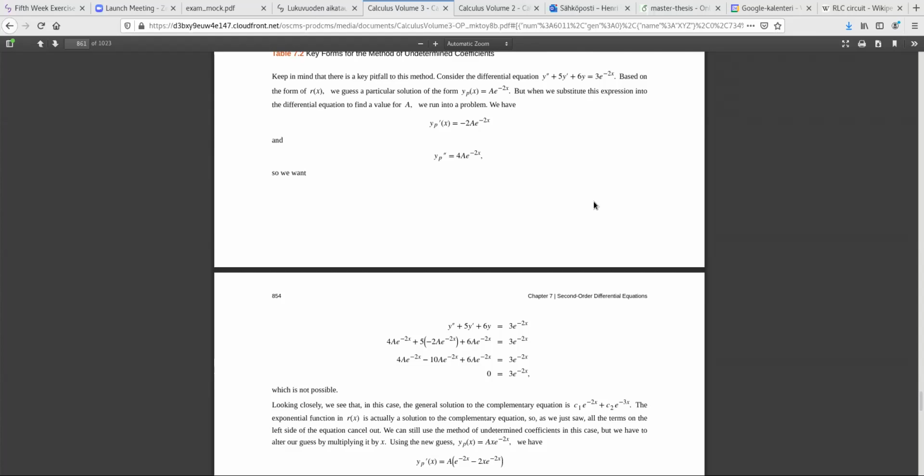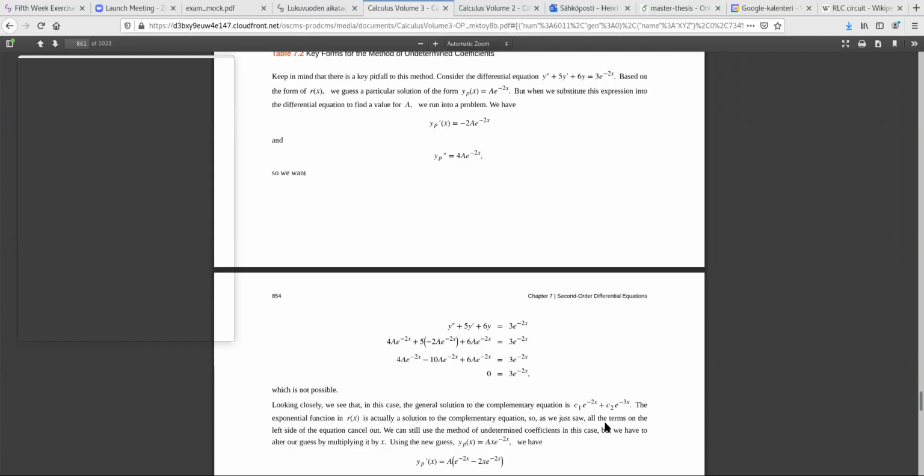And if this is the case, then obviously it cannot work. Here's an example: a linear constant coefficient equation, and on the right-hand side there is 3 times e to the minus 2x. Upon closer inspection, we notice that this e to the minus 2x is in fact one of the complementary solutions, or solutions to the homogeneous equation, so it has no chance of being a particular solution, because if you put that function on the left-hand side, it just cancels out.